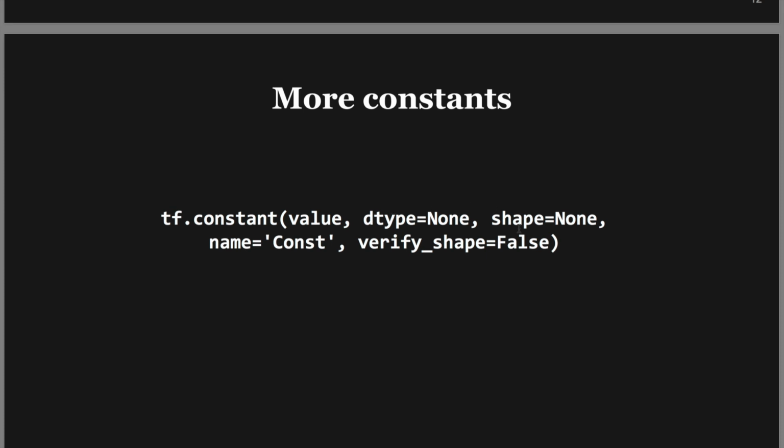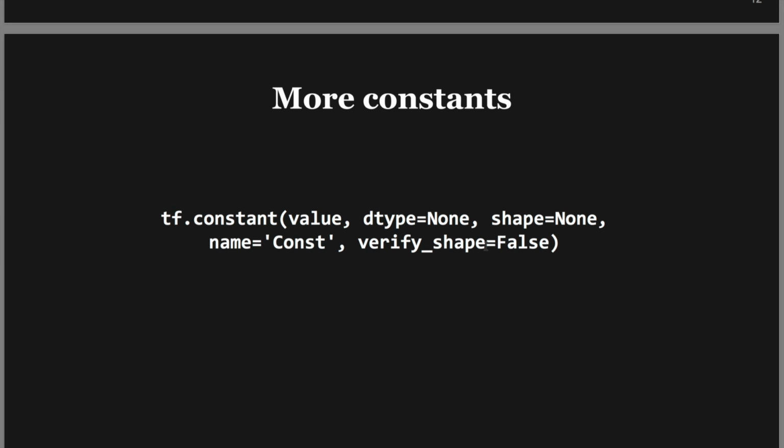The shape can be provided or inferred, and we'll go into what happens. And const is the default name, and as we saw, that's what TensorBoard was putting in the visual. If you have more constants coming in, TensorFlow is smart enough to make sure that these names are unique. And verify_shape is by default false.